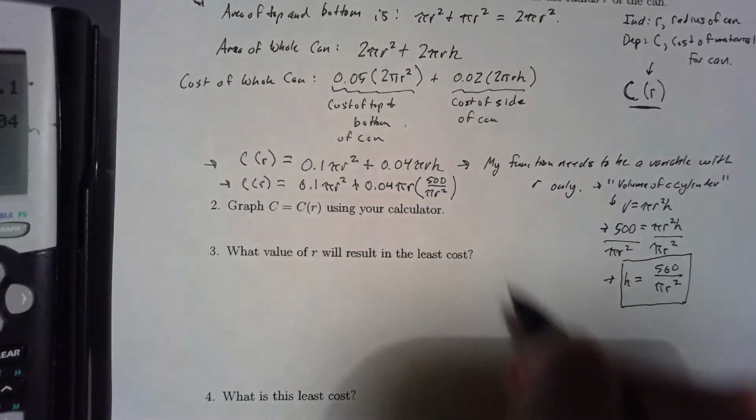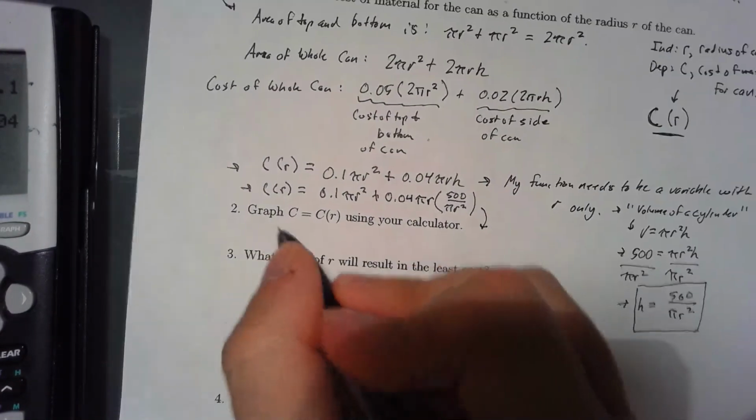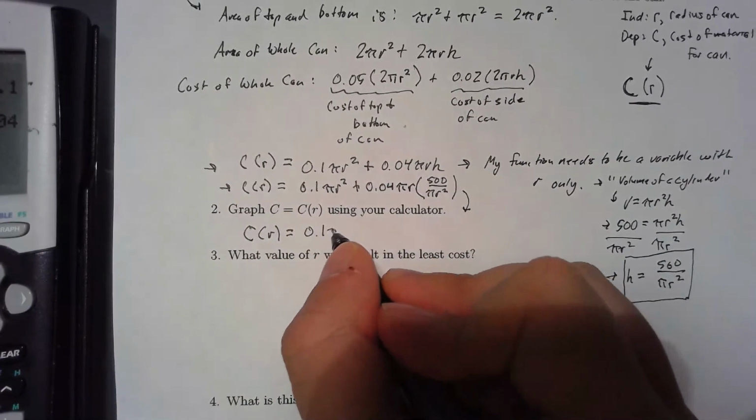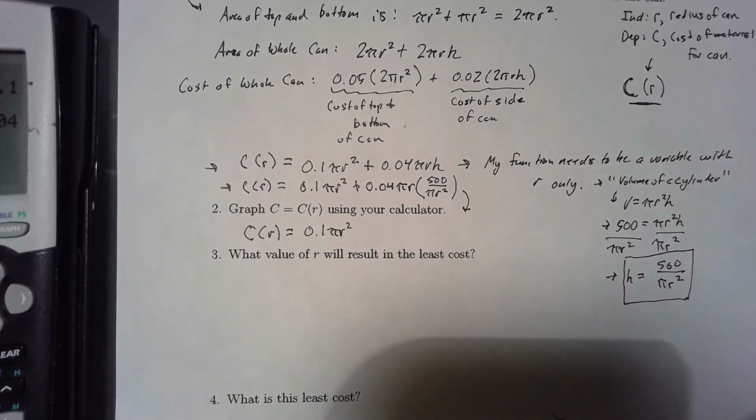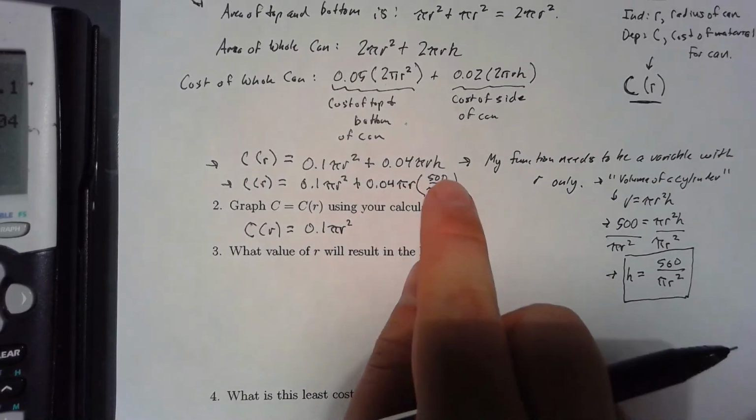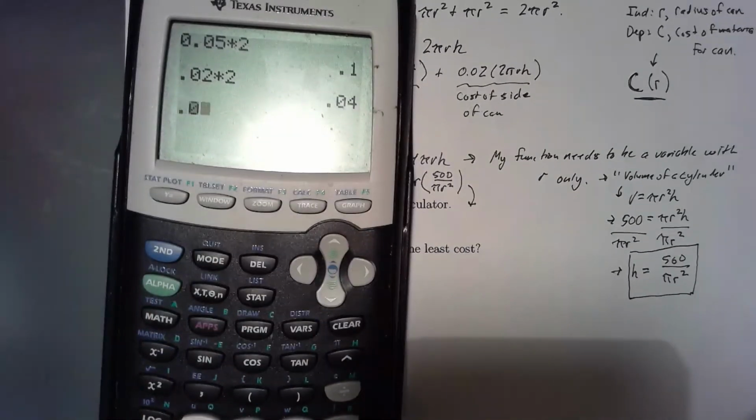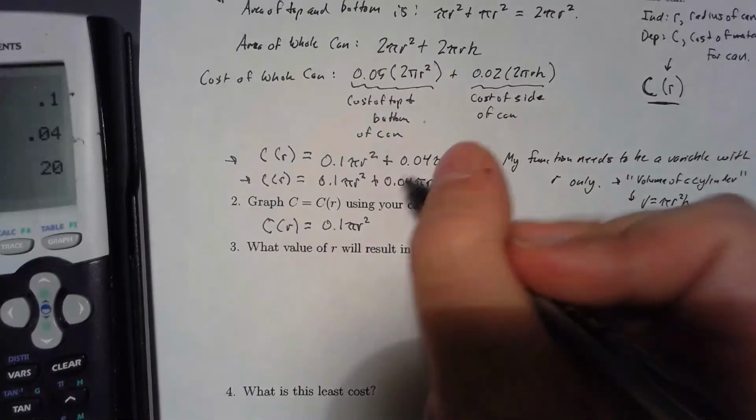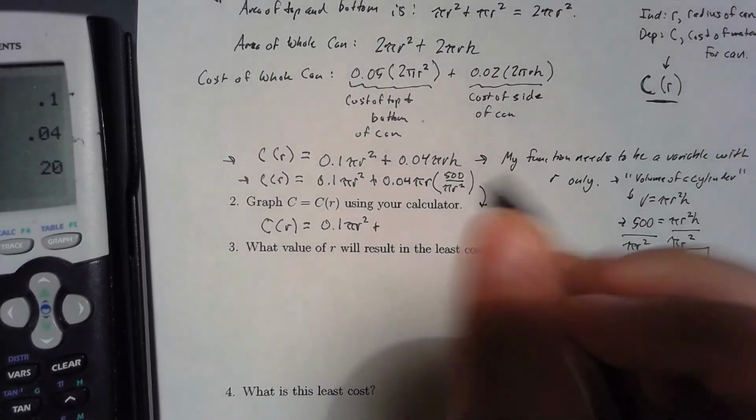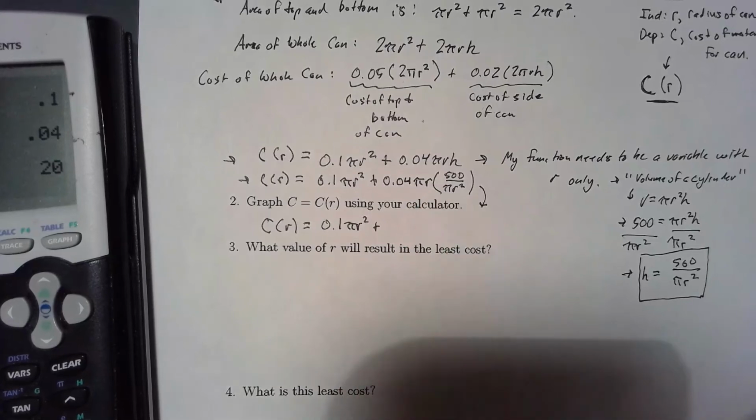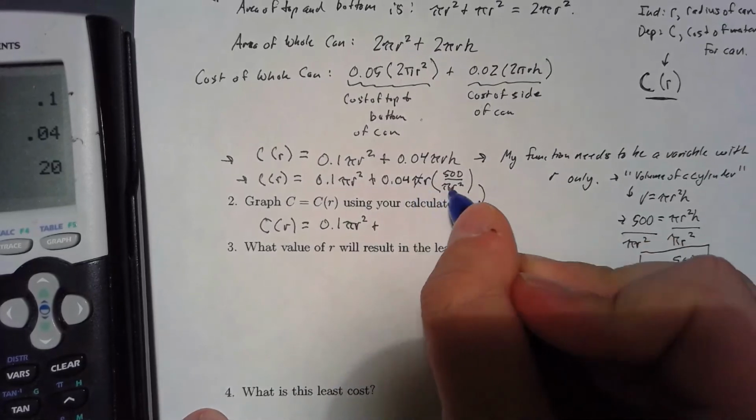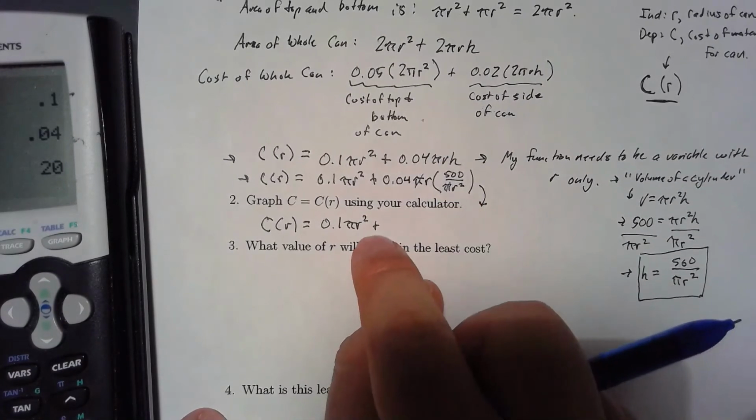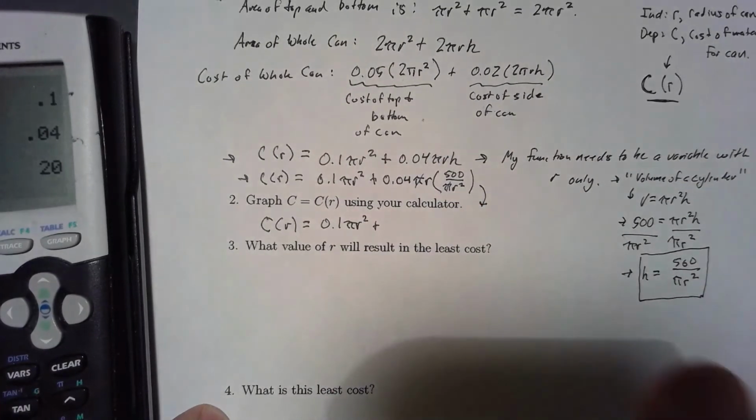So when you simplify that down a bit, the cost as a function of its radius is 0.1 pi r squared plus, so 0.04 times 500 is 20. Now pi over pi, they're going to cancel, and r over r squared is going to cancel, but the r will be in the denominator. So that'll be plus 20 over r.